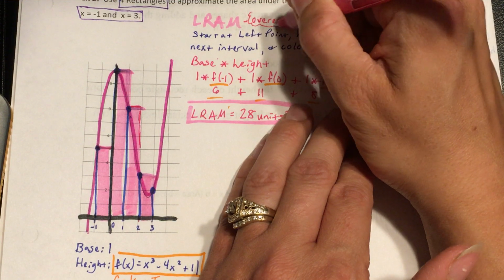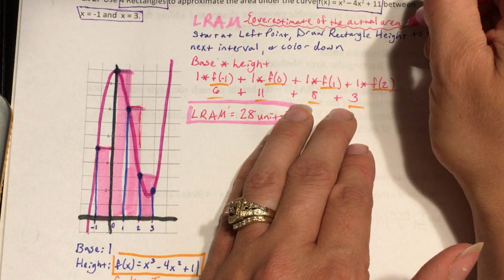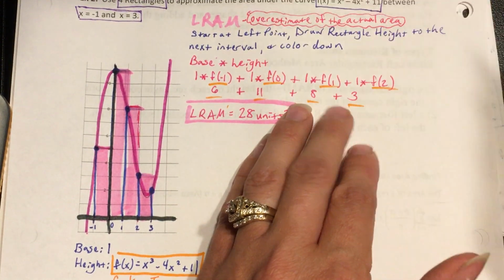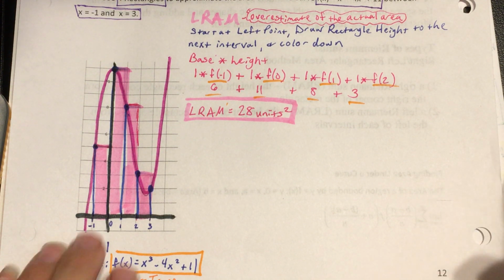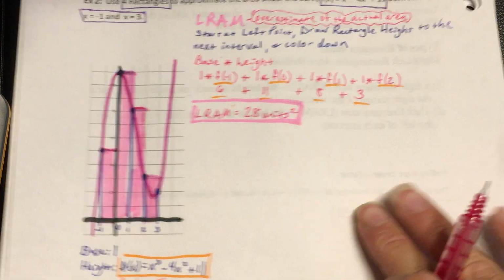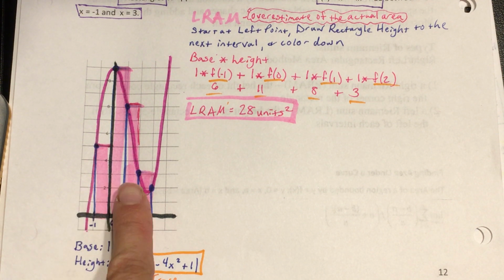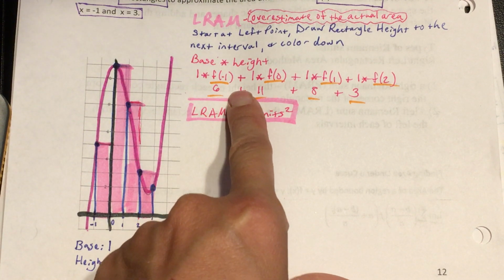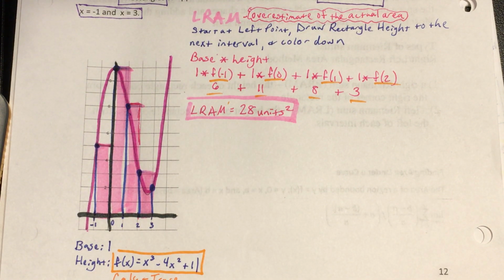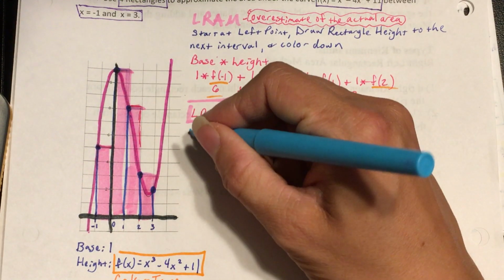And again, that's not something that you have to do on the homework, but it's not a bad idea to keep in mind to see, well, is that reasonable and what would our best estimate actually be? All right, folks, so that is how we draw LRAM. That is how we calculate LRAM. So now we are ready to find RRAM.